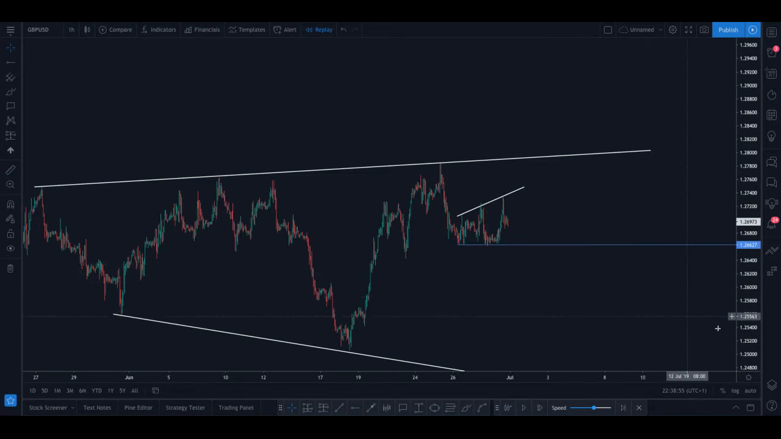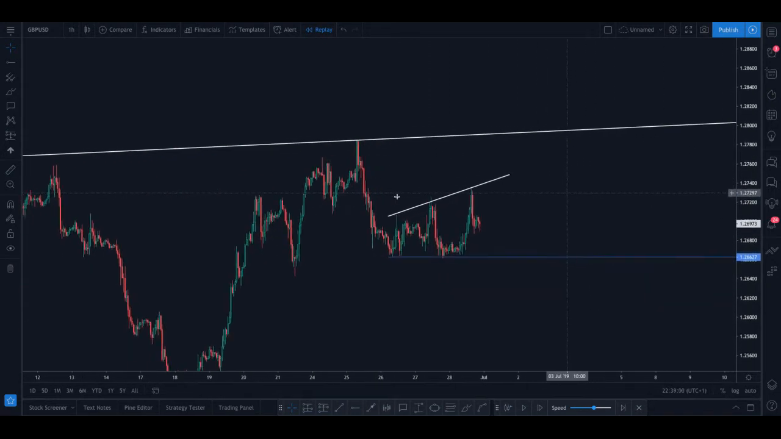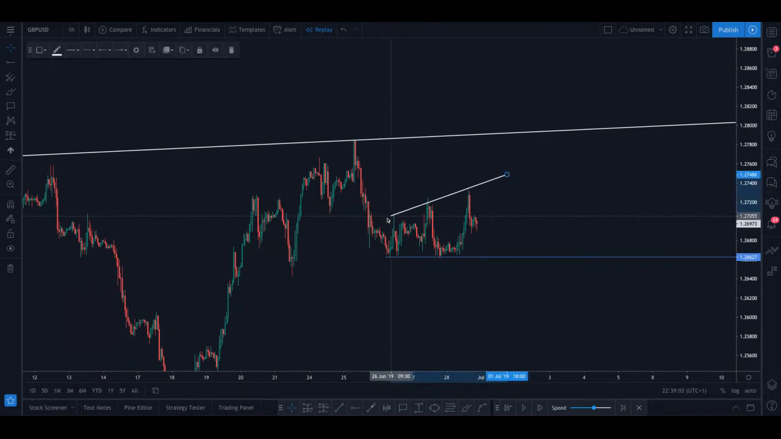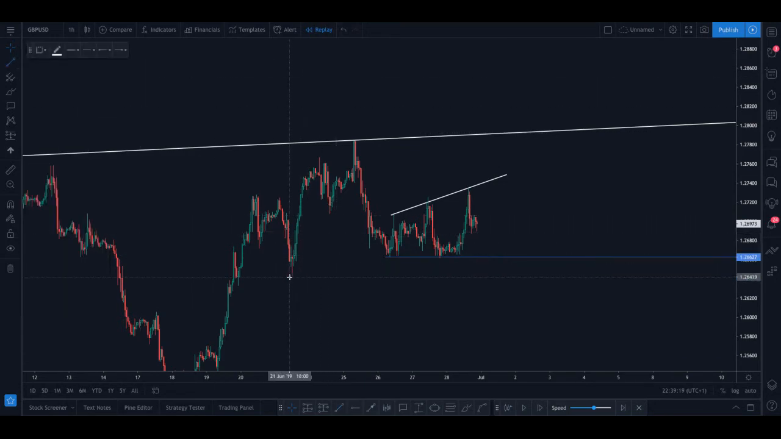Now this is a nice one of my go-to setups. I found it on EuroCAD a couple of days ago, where we have the supportive level holding very well, the supportive structure I should call it, and then we have the ascending top, and then we usually get a consolidation in here.